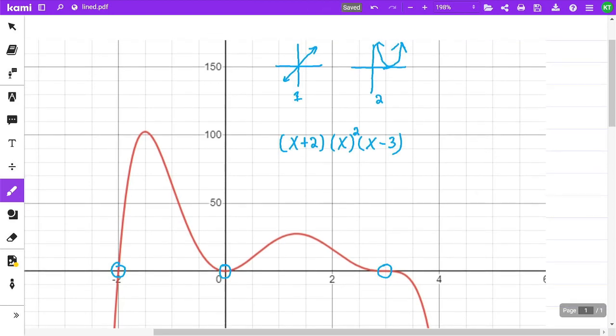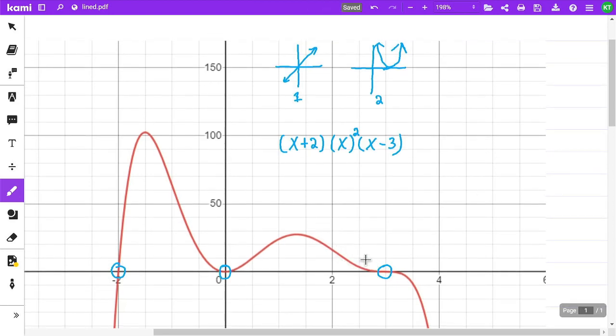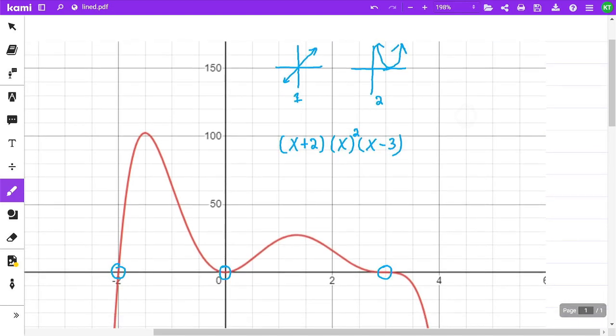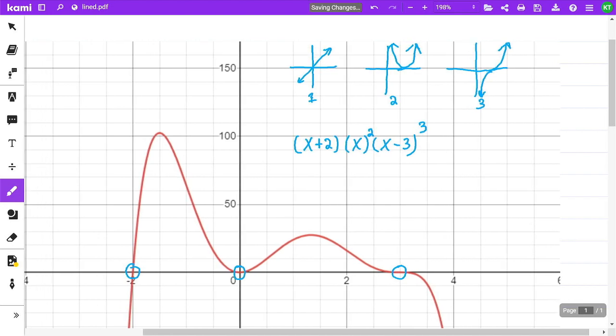And then lastly, when we have it where it kind of wiggles, it's going up to the left, down to the right, but it changes direction there with a turn. That looks like the parent function of a cubic. So that would be like this right here. That's multiplicity of 3. So again, if you want to put a 1 there, that would be how we write that in factored form.